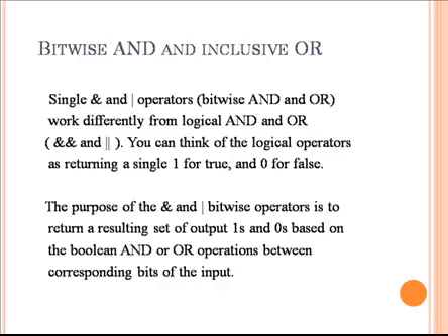The next bitwise operators are bitwise AND and inclusive OR. Bitwise AND is represented with a single ampersand, and inclusive OR is represented with a vertical bar. This inclusive OR is also called the bitwise OR operator.